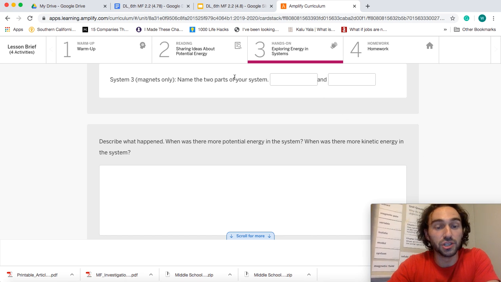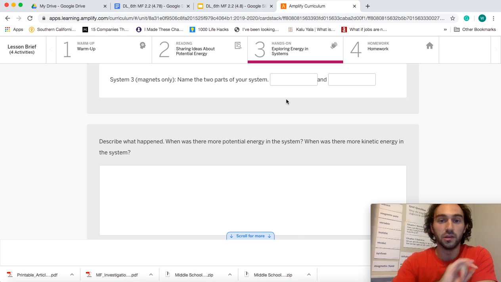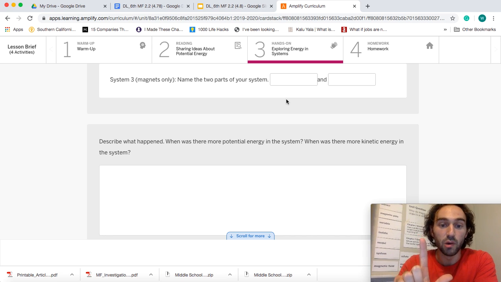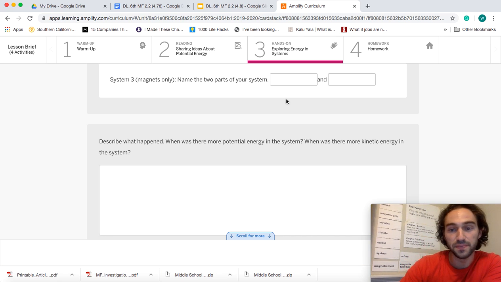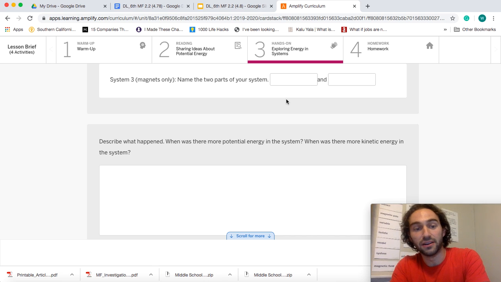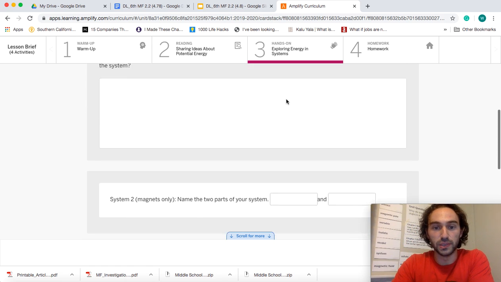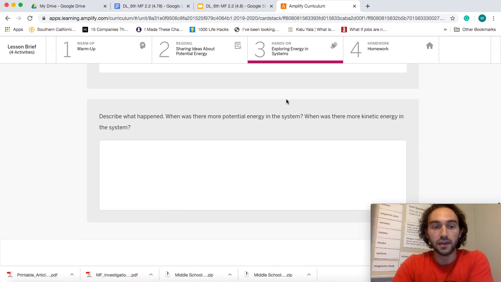So in question 3, go ahead and watch those two magnets again, those small strong magnets, and tell me what are the two systems in place, and then describe for me what happened when there was more potential energy in the system and when there was kinetic energy in the system. So how did we get from having a ton of potential to having a lot of kinetic energy? Go ahead and pause the video. Make sure you finish these 3 boxes if you haven't already. And then when you're done, hit play so we can continue on through the lesson.